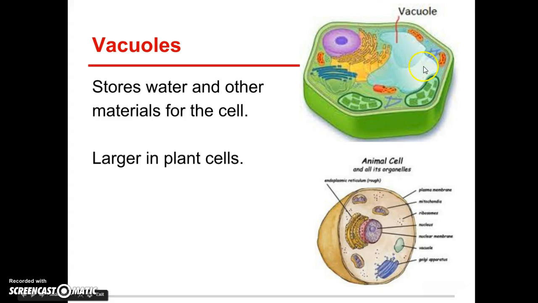Much, much bigger in plant cells, but it can be in plant and animal cells. I think on your cell coloring sheet that you're working on, I don't think that it shows a vacuole in your animal cell. I'm not exactly sure. Animals have a smaller vacuole because most animals can get up and move toward a water source. So they don't have to store as much water as plants do.